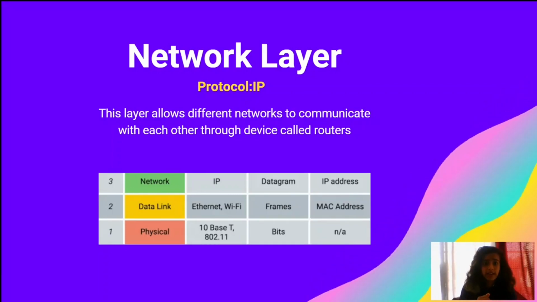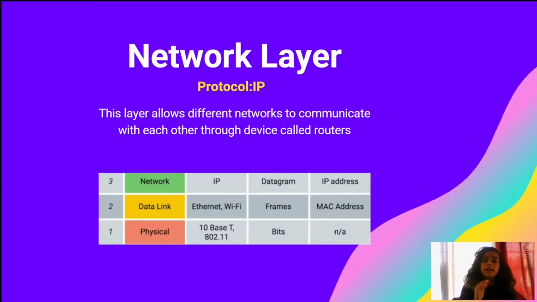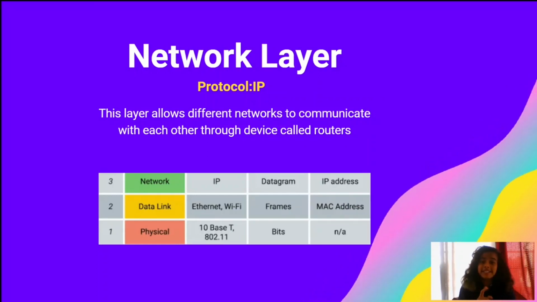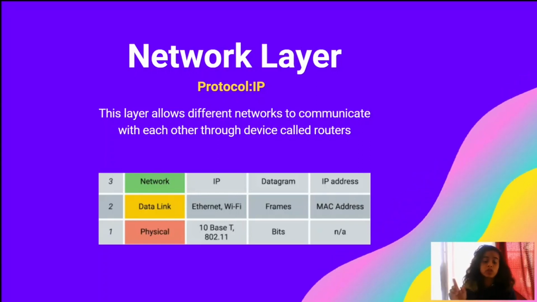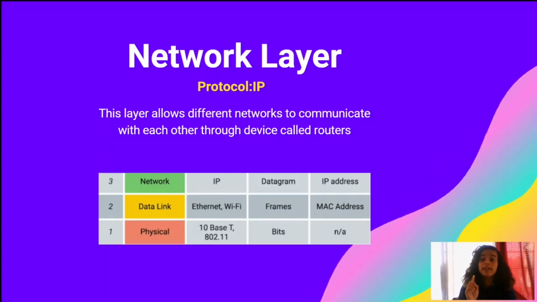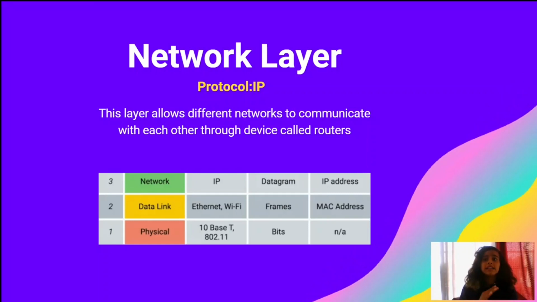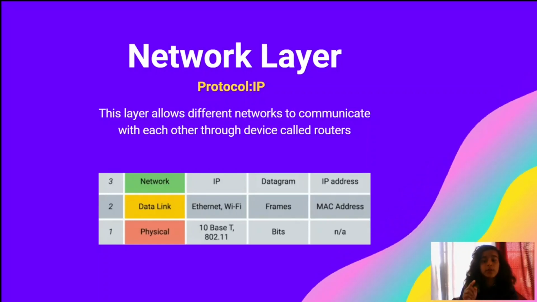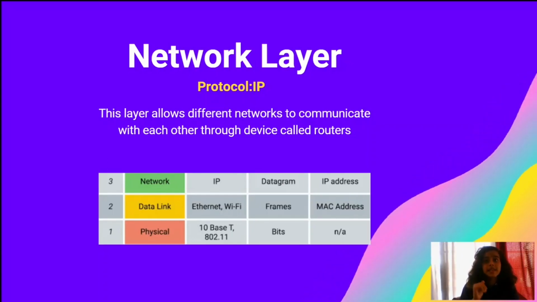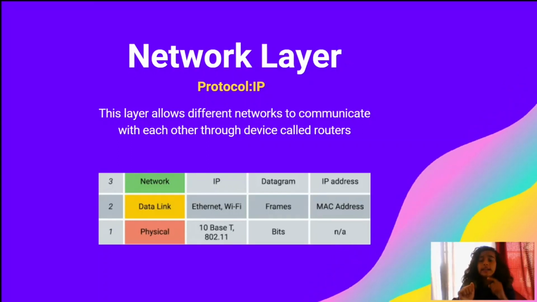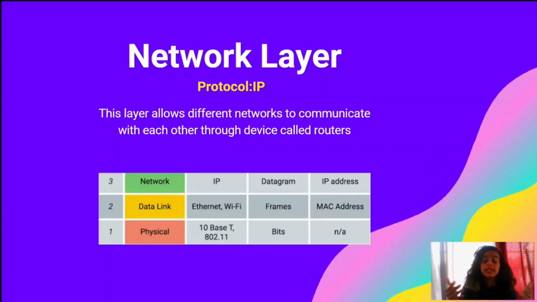What is the network layer? The network layer is sometimes called the internet layer. The most important protocol used in the network layer is IP, or Internet Protocol. This layer allows different networks to communicate with each other through devices called routers. We'll study more about routers in the upcoming videos. A collection of networks connected together through routers is an internetwork, and the most famous is the internet. See, when a device on your home network connects with a server on the internet, it's the network layer that helps get the data between these two locations.